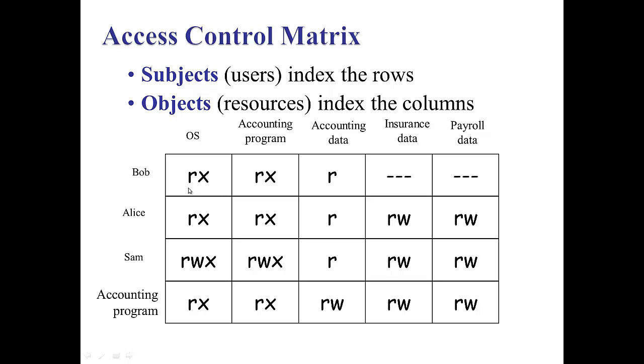Let's explain this matrix. For example, if we take Bob's row, that means Bob can read and execute the OS program. Also, he can read and execute the account program. Bob can read the account data, but Bob cannot do anything with these 2 data. For Alice, she can read and execute the OS program, read and execute the account program. She can read the account data. She can read and write the insurance data. She can read and write payroll data.